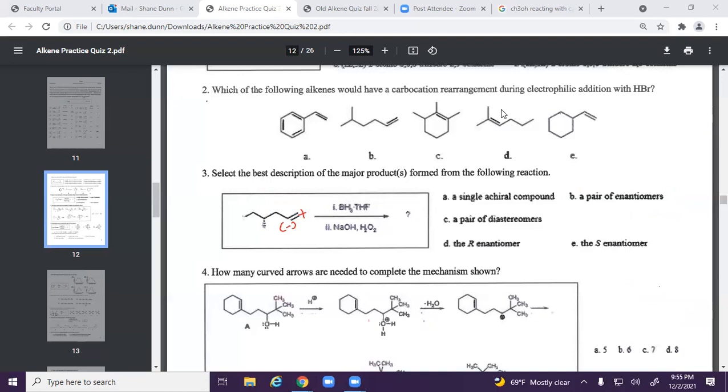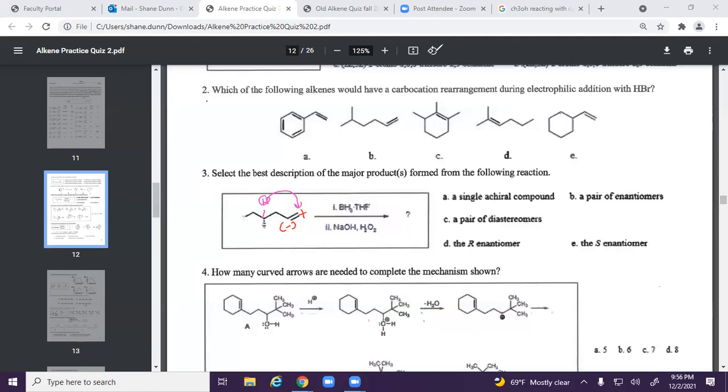Because the positive would be on the less stable carbon? Yep. It's anti. Is the carbon happy? Is the positive carbon happy? Happy. Yes or no? No. Can we make it happy? Yes. How? We can take the hydrogen that's right here and swap them.